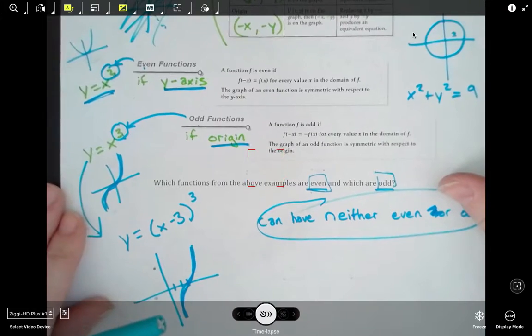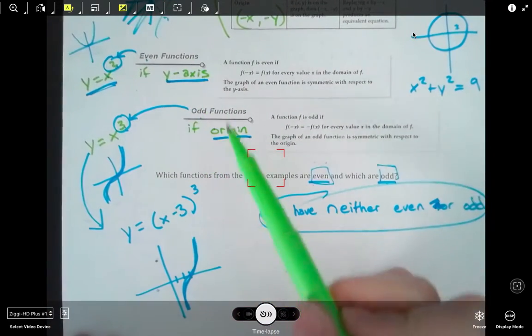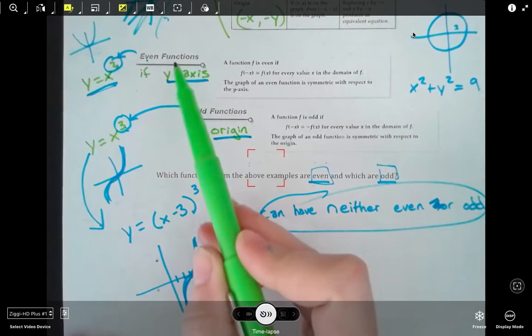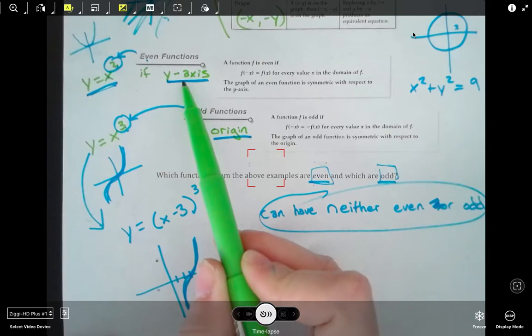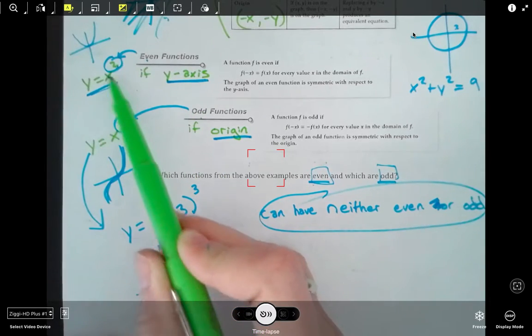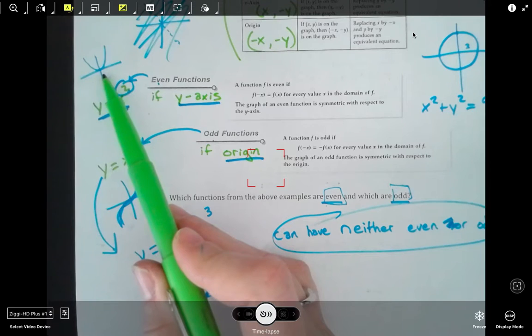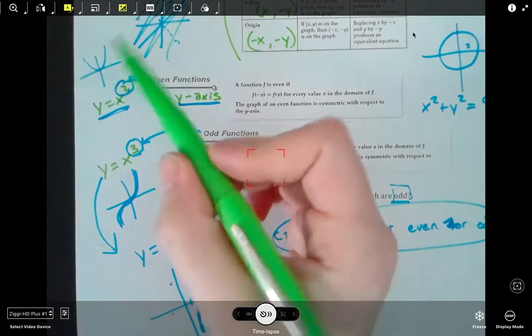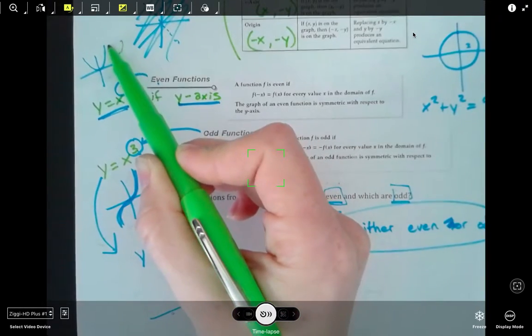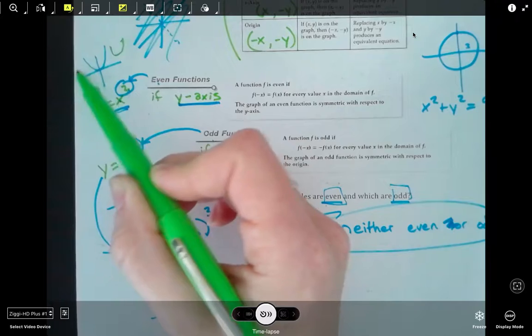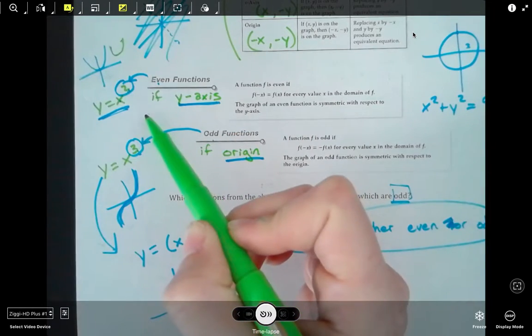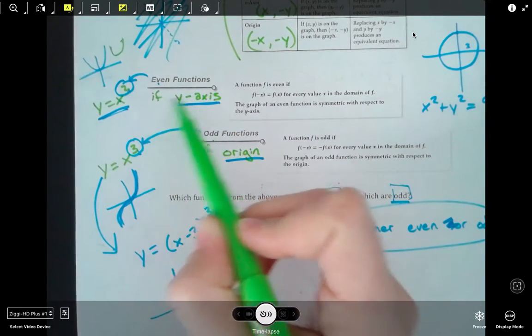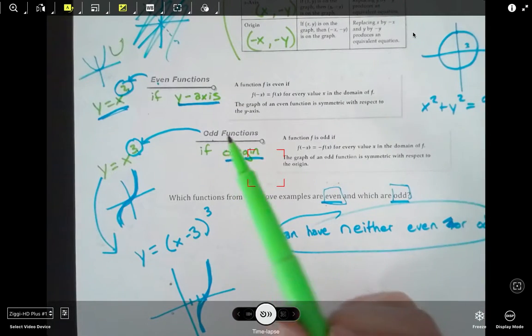So then they get down here and they start talking about even functions versus odd functions. It's an even function if it's symmetric with respect to the y-axis, like y equals x squared. It's a parabola, symmetric with respect to the y-axis. Now that is only if it's not shifted to the left or to the right. If it's over here on the right side, it's not symmetric with respect to the y-axis. So that's a little bit different. If it's just like y equals x squared, it's symmetric with respect to the y-axis.